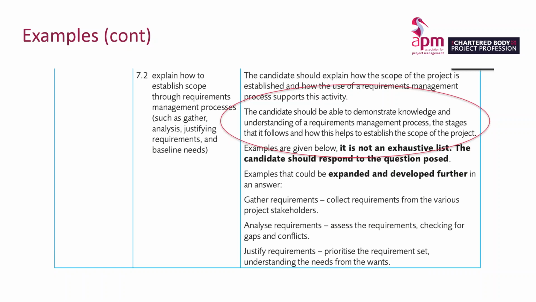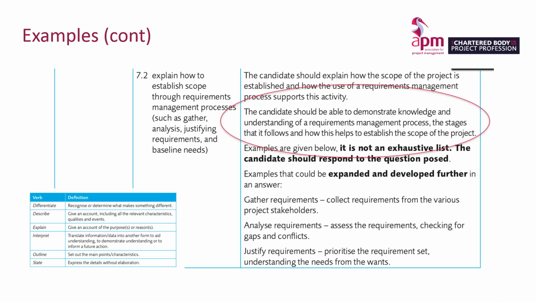So with a candidate just answering what the stages are with regards to the requirements management processes, they would score some marks, but because it's an explain question, where we're asking people to give an account of the purposes or the reasons, what we would really need in terms of an answer is how that helps to establish the scope of the project.